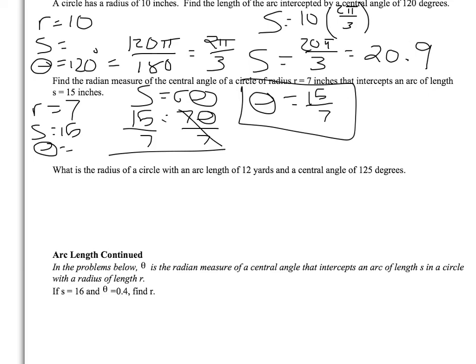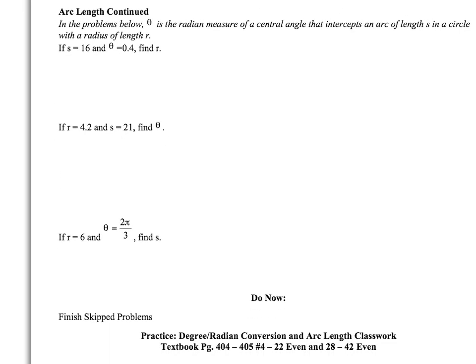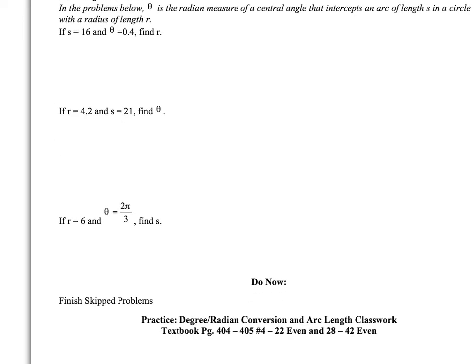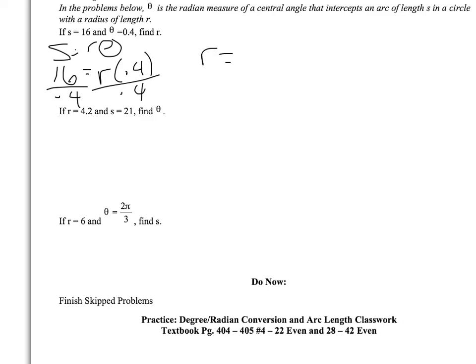I'm going to skip the next one. You guys will try that. And these next three are the same idea. And we are going to assume, notice the directions, it tells you that theta is already in radians, so we're not going to have to worry about that. We're just going to practice using the formula again. So S equals R theta. 16 equals R times 0.4. To solve for R, we are dividing by 0.4. When you take 16 and divide by 0.4, you get 40.